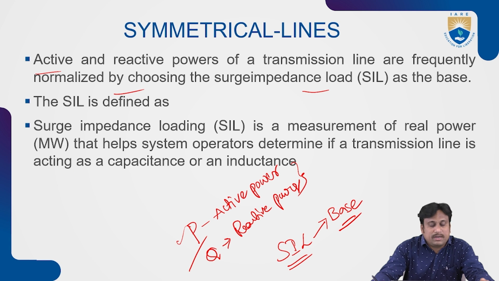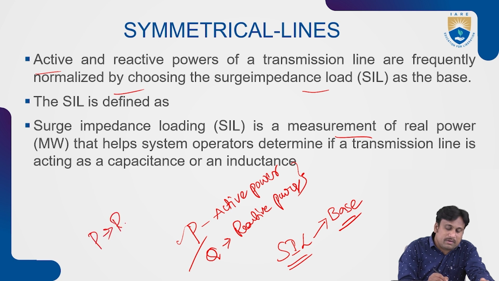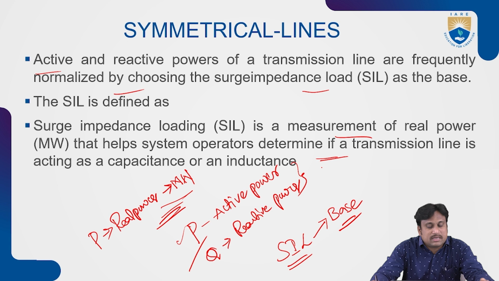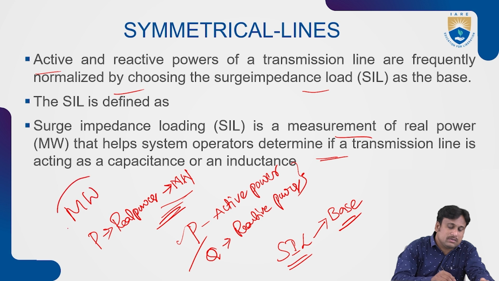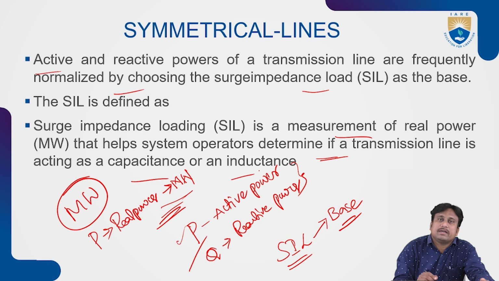Surge impedance loading is a measurement of real power. Usually we treat P as real power, which is in megawatts. That helps the system operation to determine if a transmission line is acting as a capacitance or an inductance. So surge impedance loading is treated as a measurement in terms of the real power coefficient, expressed in megawatts, helping to determine whether the line acts as capacitance or inductance.